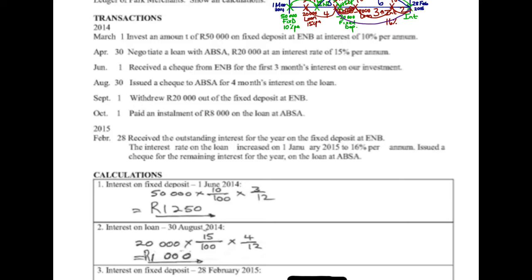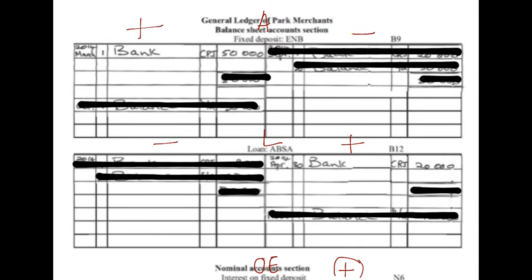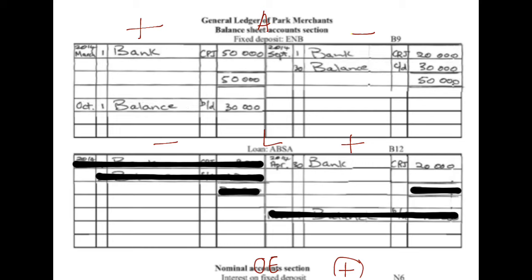September 1st, we withdrew 20,000 out of the fixed deposit account. And I'm also going to do October 1st as well. We paid an installment of 8,000 on the loan. So firstly, my fixed deposit account now needs to decrease with the value of 20,000. When I withdrew it, where did that money go? Remember, withdrawing means I take it out of the fixed deposit, but I put it into my normal bank account again. So I put it back in the normal bank account through the CRJ. Then this account is now balancing on 30,000. So my fixed deposit that I've got after the 1st of September is only to the value of 30,000 Rand.